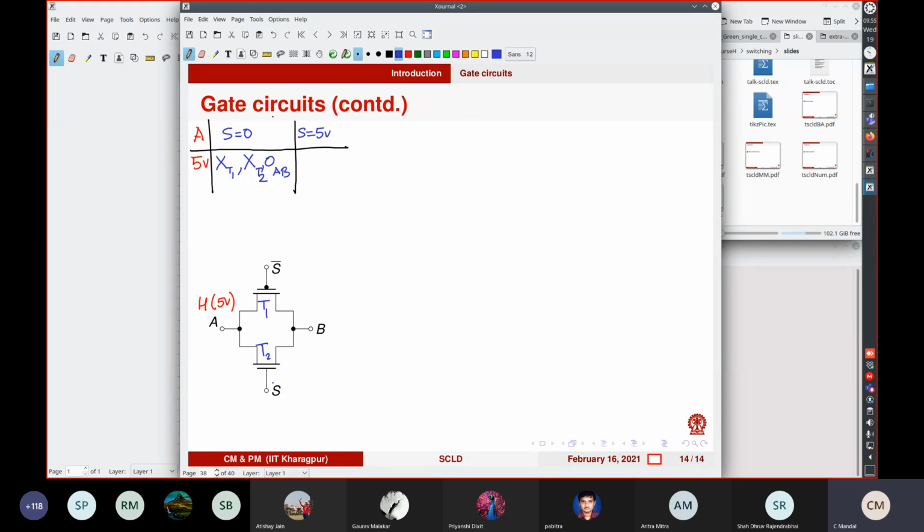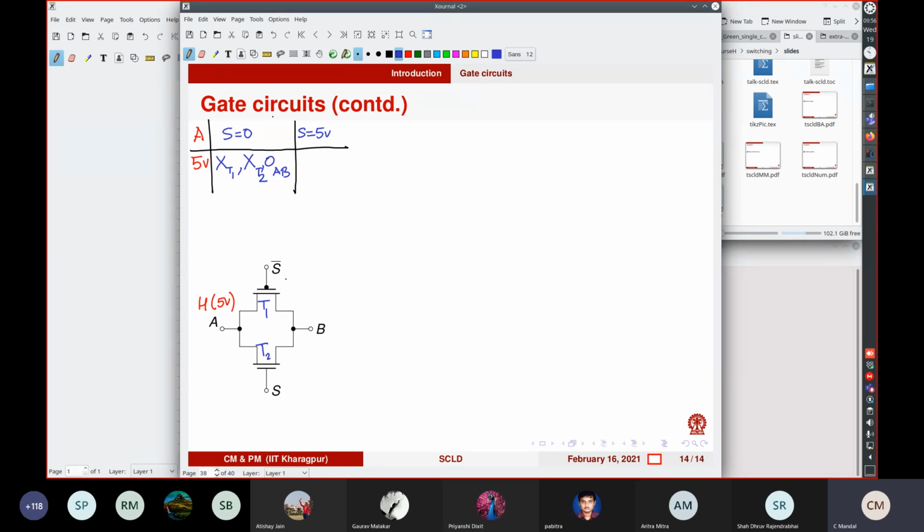See, if you remember the operation of NMOS, if the source is at a low voltage and if the gate is at a high voltage, then you have a channel. But this is the opposite situation. Here gate is at a low voltage, drain is at a high voltage. So you don't have a channel, right? Yes, sir. Got it. So you don't have a channel here. So this is an open circuit.